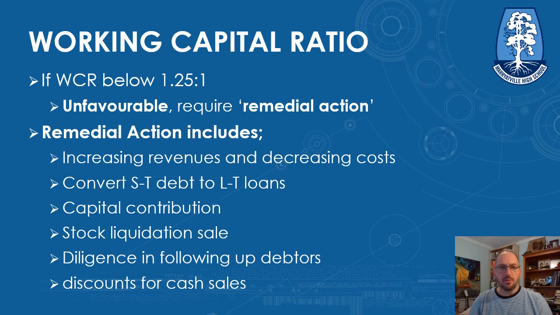So let's have a look at the working capital ratio. If a working capital ratio was to be below 1.25 to 1, and we'll have a look at calculating some of those in just a minute, that would be considered unfavourable. Before we said that we'd like it to be 1.5 to 1 at least, or even up to 2. But as it gets down below 1.25 to 1, that's considered unfavourable. And when we're at that unfavourable level, we need to take remedial action.